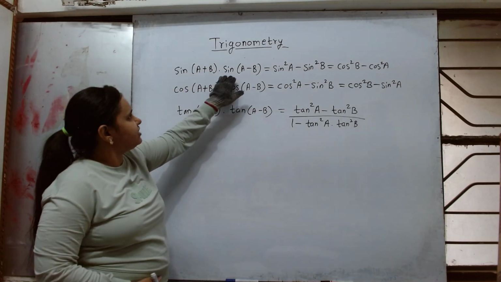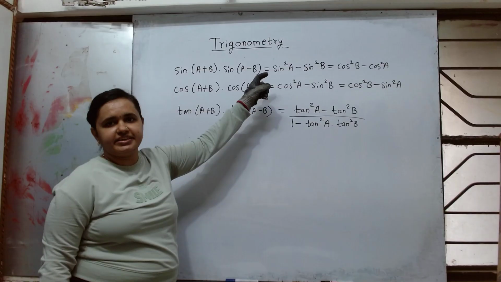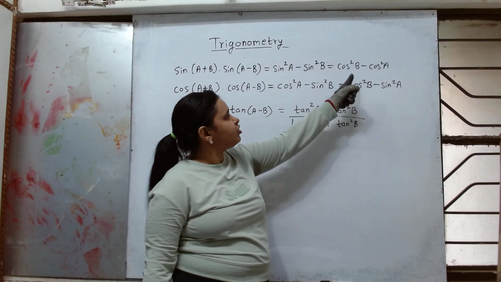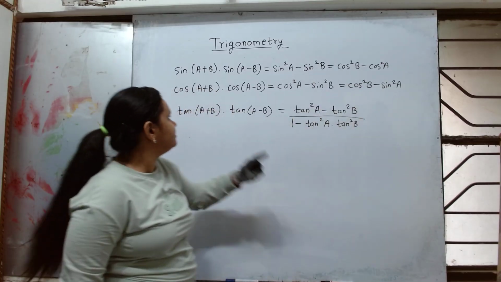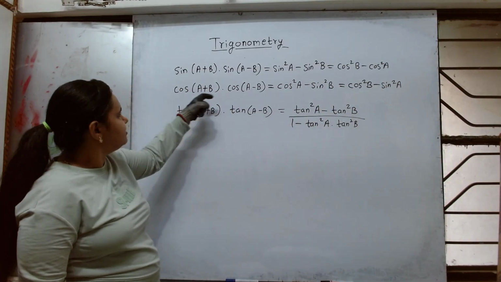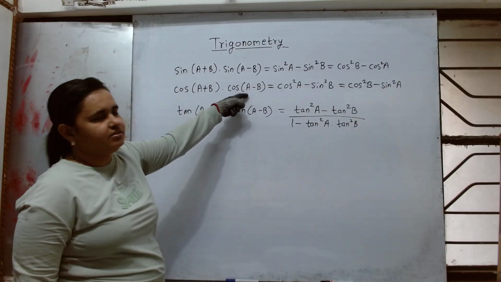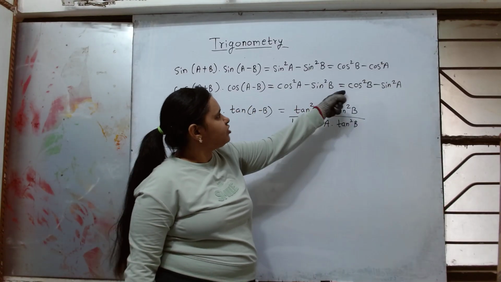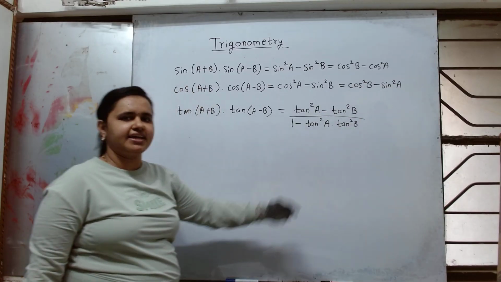Now sin(a+b) into sin(a−b) is sin square a minus sin square b. It is also equal to cos square b minus cos square a. Cos(a+b) into cos(a−b) is equal to cos square a minus sin square b. It is also equal to cos square b minus sin square a.